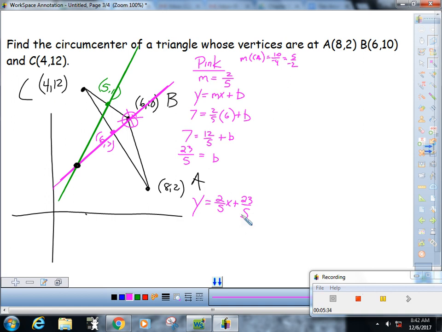Now it's what? On to the green line. All right. Well, what is the slope of CB? We're going to need to know that. Do you agree that it's negative 1? What is this? 2 over negative 2? It's negative 1. Very good, Gabs. So, what is the slope of the green line? Well, that's a lot nicer.